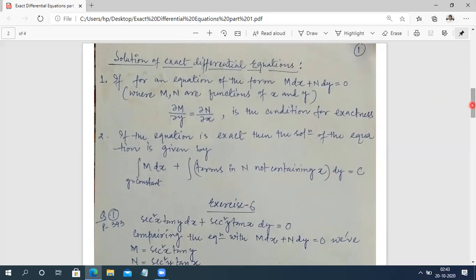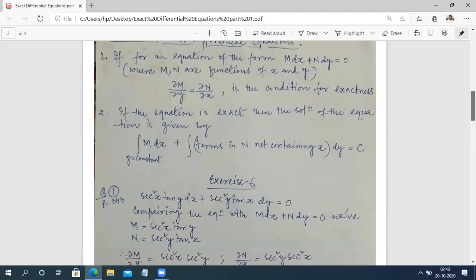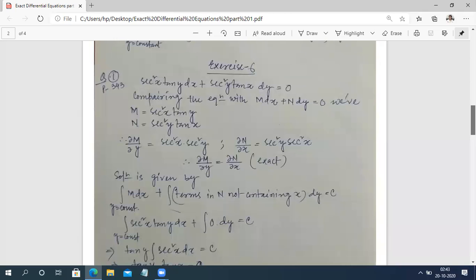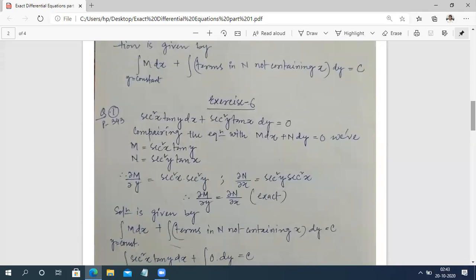Now if we discuss some problems, it will be more visible to you. So first consider this exercise question, exercise 6 given on page number 343. The question is sec square x tan y dx plus sec square y tan x dy is equal to 0.